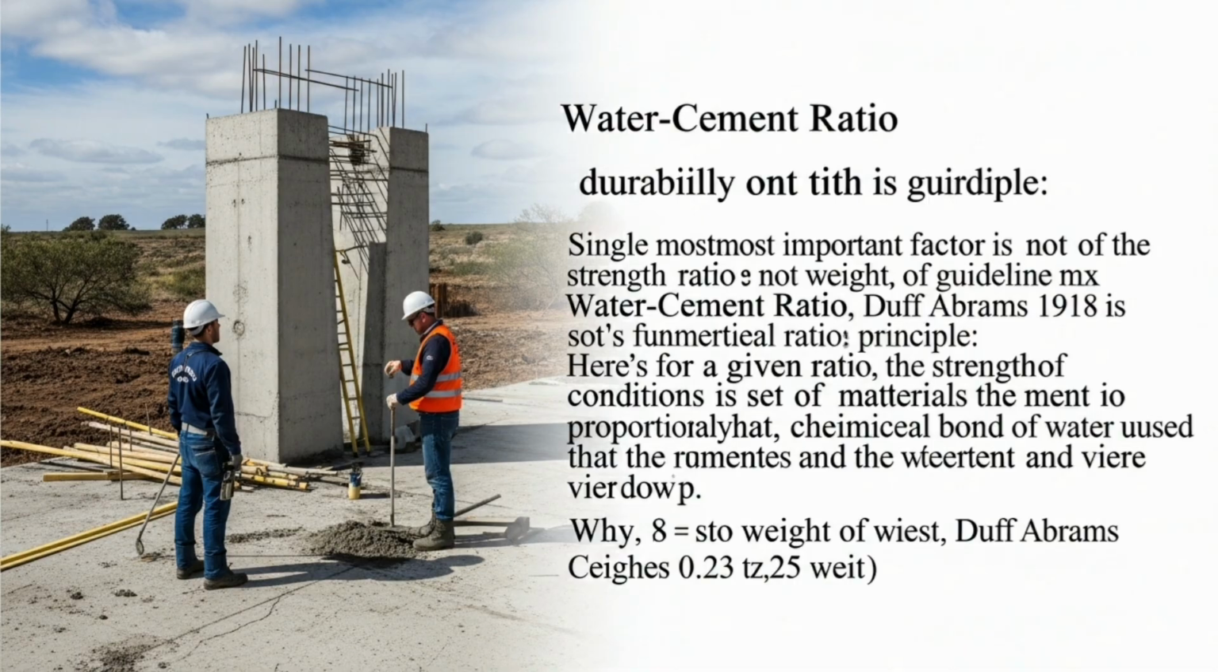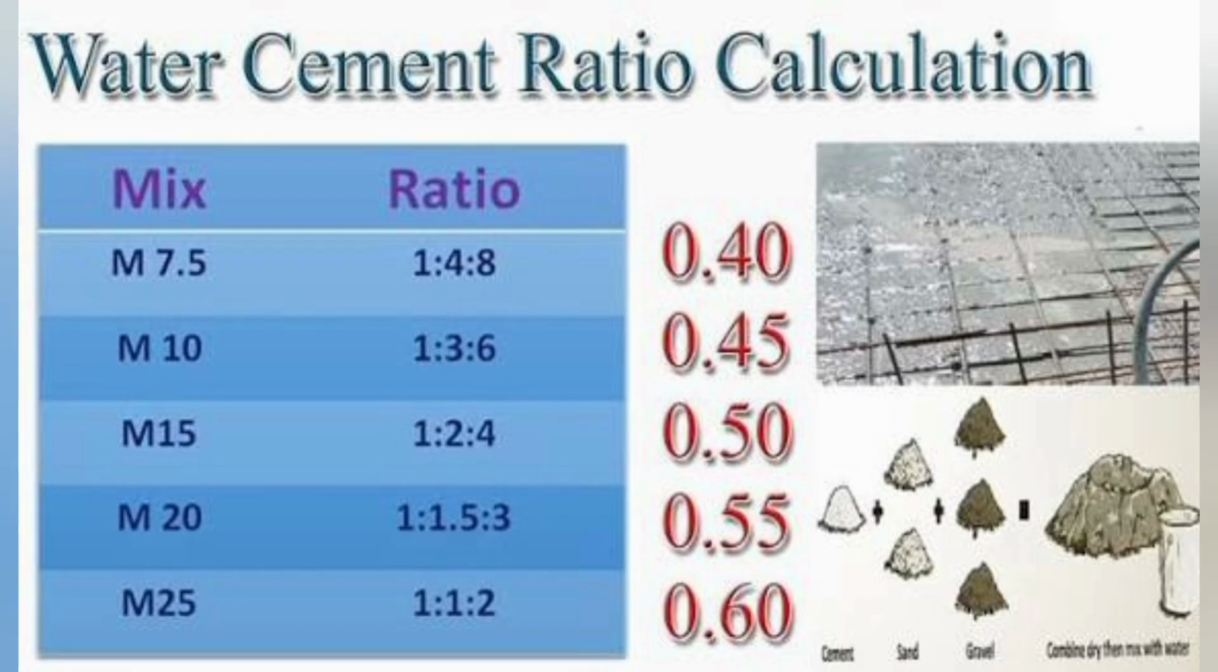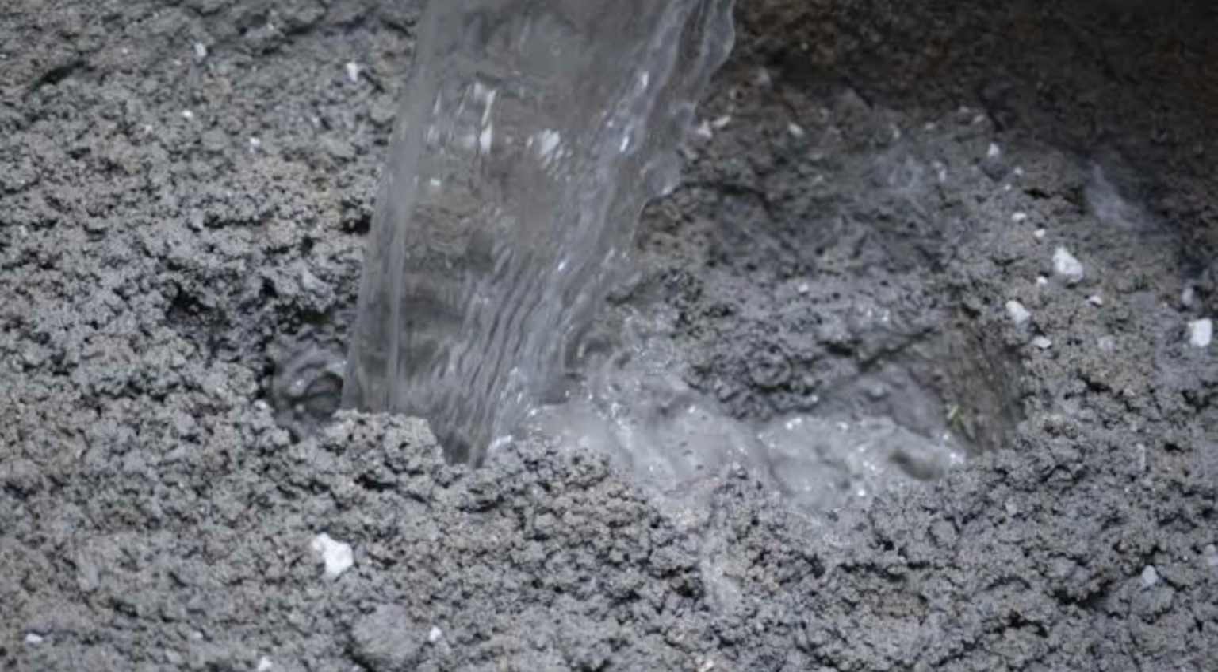Here's the fundamental principle. For a given set of materials and conditions, the strength of concrete is inversely proportional to the water-cement ratio. This means that as the water content goes up, the strength goes down, and vice versa.